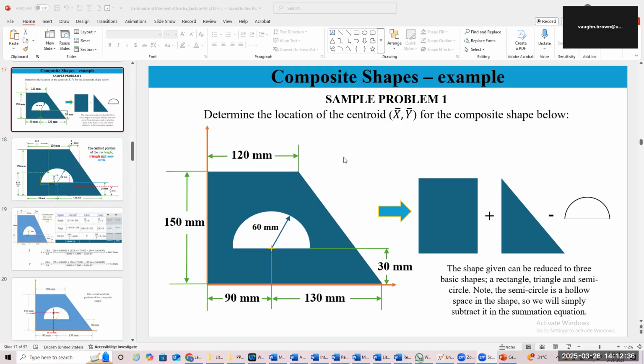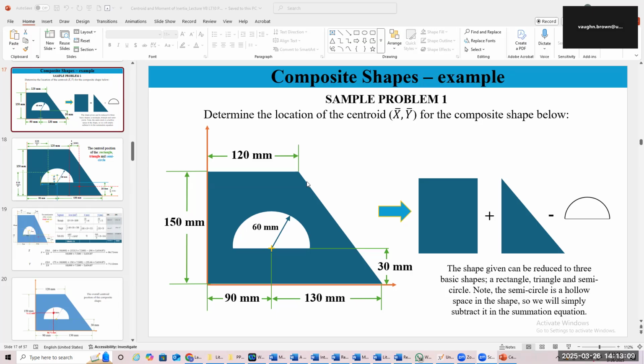All right, so we look at this figure here. It looks like a trapezium, but you can get a rectangle, a triangle, and a semicircle out of it. However, the semicircle is hollow, so it's a minus area. So our first attempt is, one, to calculate the area of the figure. Two is to find the centroid. So initially we're going to locate x bar, y bar.